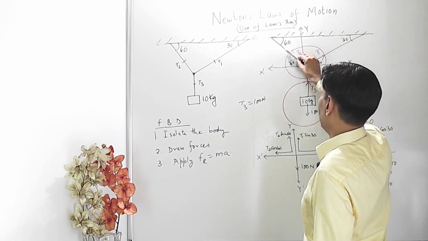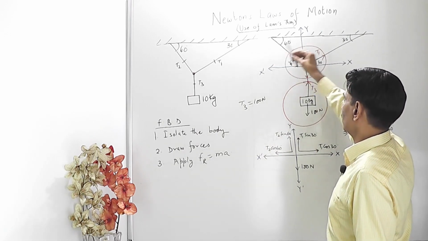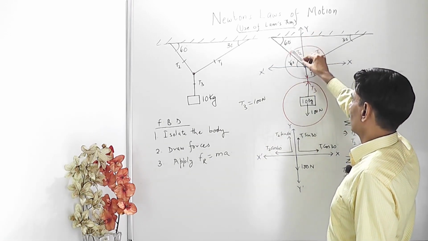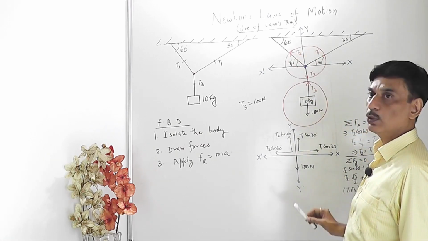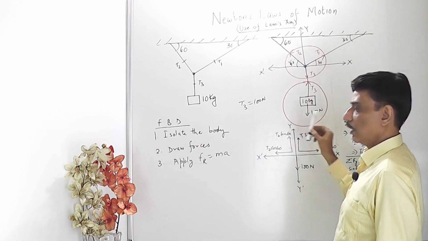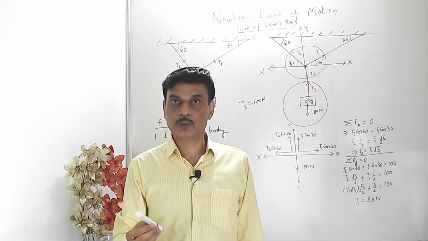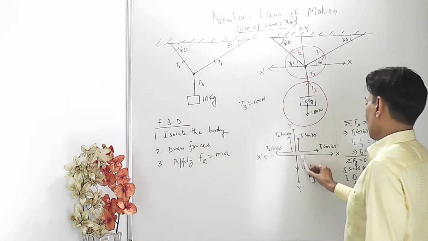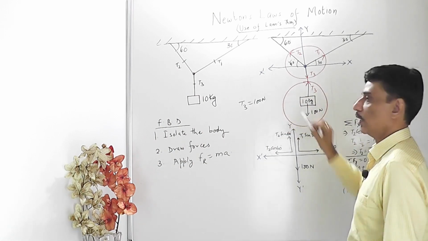Similarly, in this quadrant, we have tension T2 in this direction. Its components will be one in this direction and the other in this direction. This component is going to be T2 cos 60 Newton, and this is going to be T2 sin 60 Newton. Remember, tension is only a force, so the unit is going to be Newton only. And in the downward direction, we obviously have 100 Newton. T3 is equal to 100 Newton.